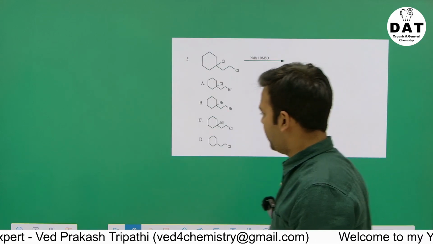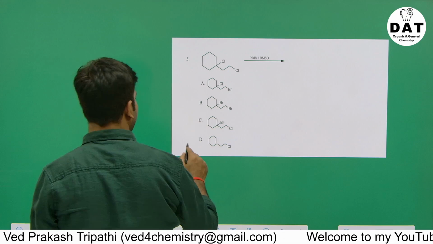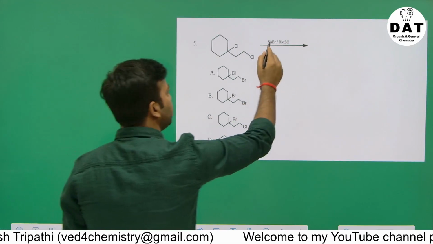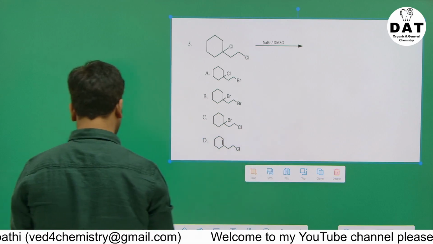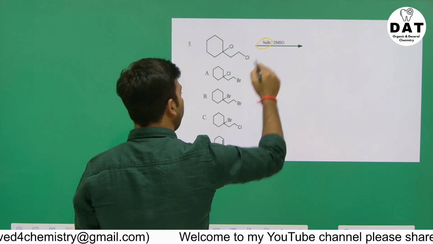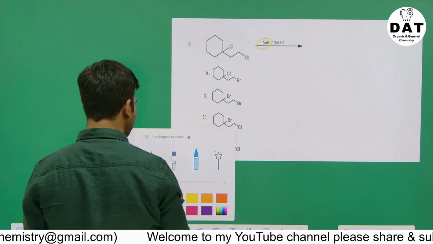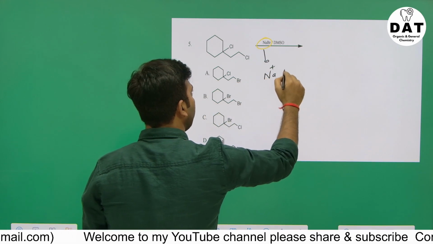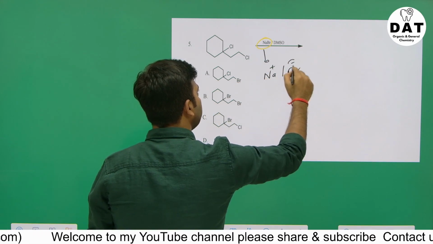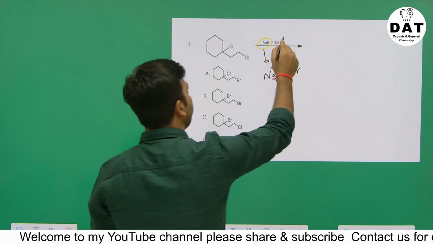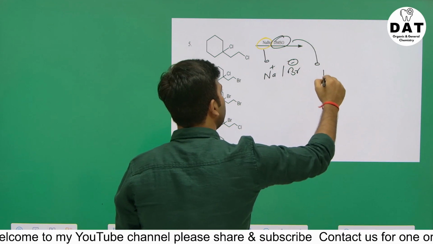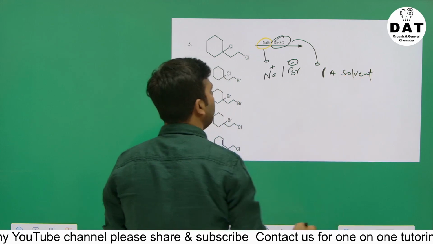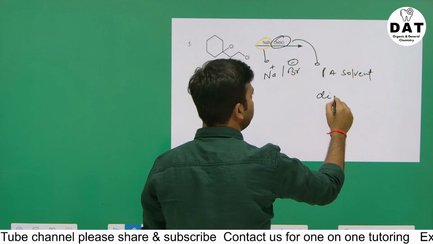Now move to the next. This is a very interesting question. NaBr with DMSO. NaBr is a strong nucleophile. Why? Because it is bonded with a metal. Na is a metal, so it breaks down into Na plus and Br minus. So Br minus is a strong nucleophile. DMSO is a polar aprotic solvent. Its full name is dimethyl sulfoxide.